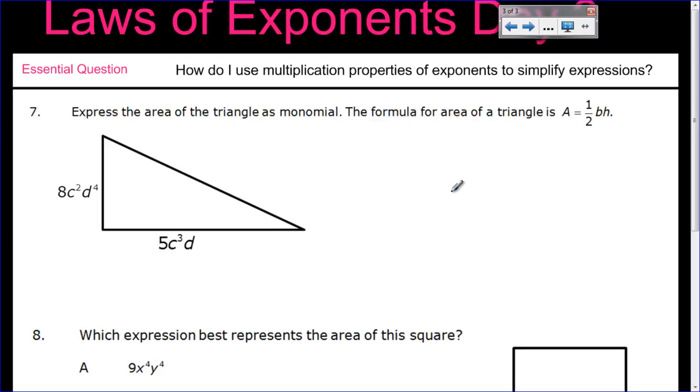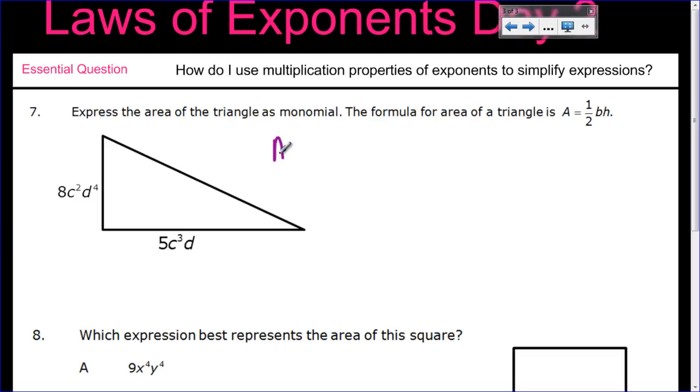So you're supposed to express the area of the triangle as a monomial. Monomial is a word we haven't discussed yet. This right here is a monomial. It's just a product of numbers and variables is all it is. Has no plus signs, no minus signs, just a product of numbers and variables. They even give you the formula for the area of a triangle. It's 1/2 base times height, or base times height divided by 2.